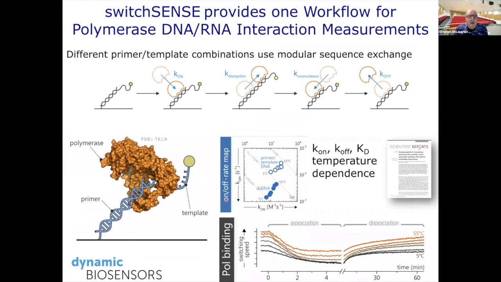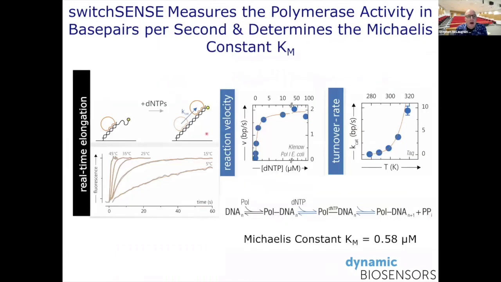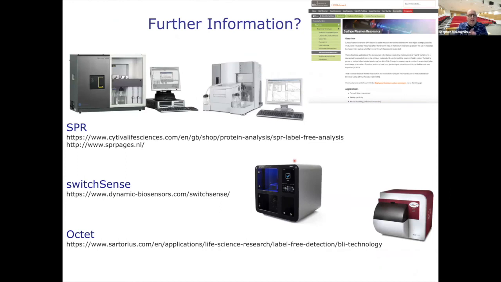With switchSENSE, you can do other things. I'll just briefly skip through this, because you can look at polymerases, on rates, elongation rates, exonuclease rates, and also the dissociation rate as well. If you go to the company website, there are lots of examples there, so you can tease out all these different kinetic rates. You can also do this at different temperatures to look at the thermodynamics and build up a mechanism. So I'll leave it there for today.